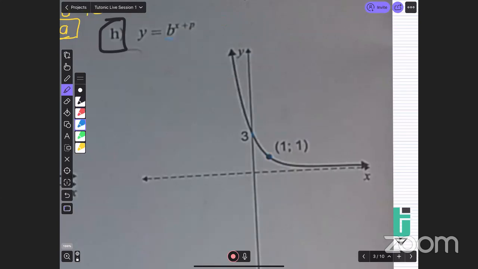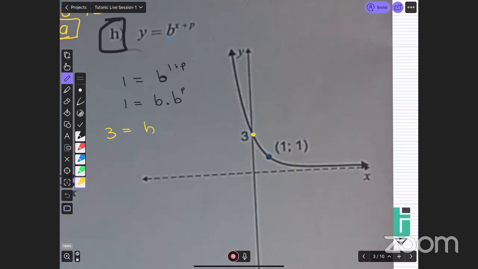So if we sub in 0,3, actually no, we can just sub in 1, it just doesn't actually matter. We sub in 1,1, so it's 1 equals b to the power of 1 plus p, which is, if we use our exponent laws, b times b to the p. I'm not sure if that's going to help us, but anyway. And then we sub in this point here, which is 0,3, so it becomes 3 equals b to the power of 0 plus p.